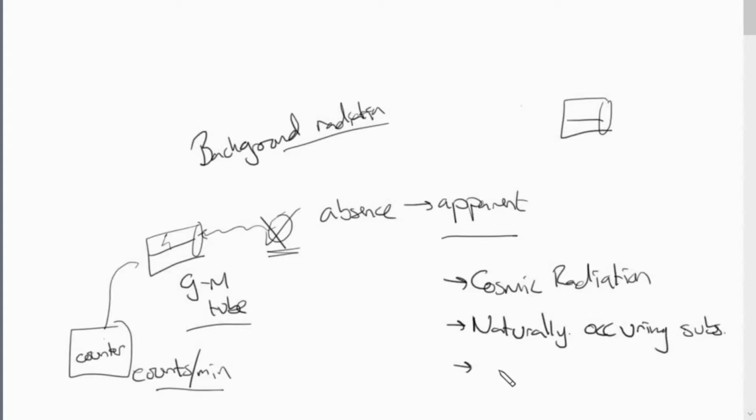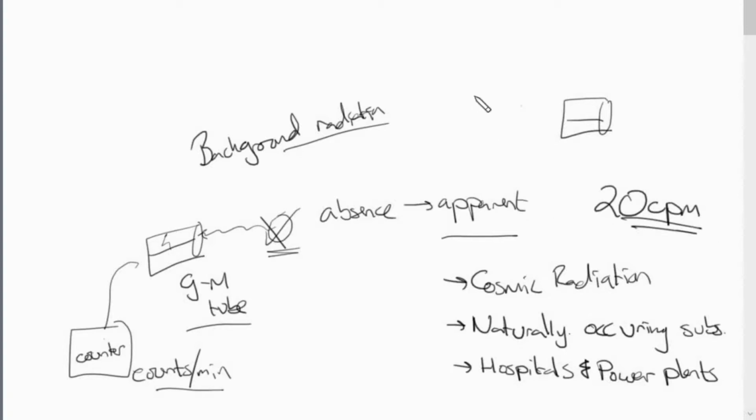What else could it be? Yes, nearby hospitals and power plants. Nearby hospitals and power plants can also be a source of background radiation. So the background radiation count is approximately around 20 counts per minute. But there is no guarantee that it is exactly 20 counts per minute.